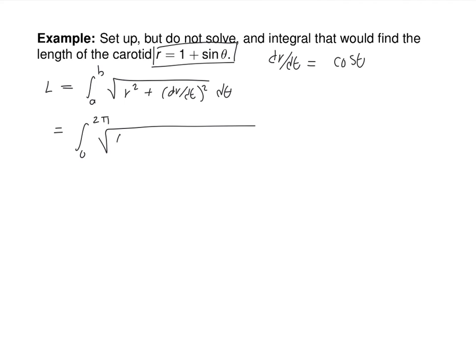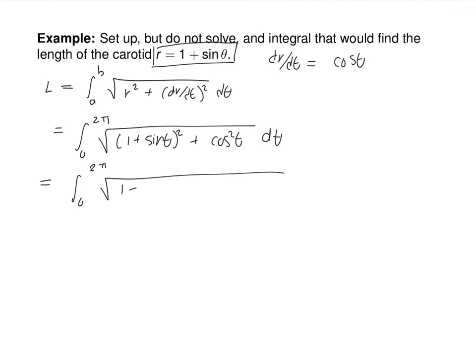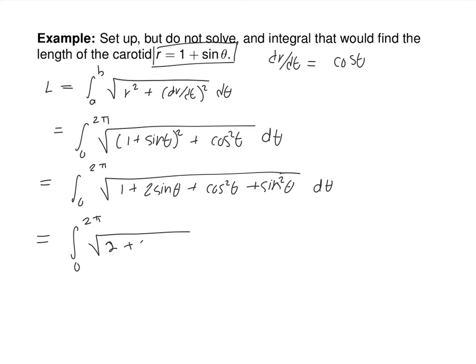R squared is 1 plus sine of theta, quantity squared, plus cosine squared theta. And we're not going to solve this all the way, but we can at least simplify it. 1 plus 2 sine theta plus sine squared theta plus cosine squared theta. Sorry for a second there, I just did the wrong order. Doesn't matter though. Well, cosine squared plus sine squared is 1, so this is the same thing as the integral from 0 to 2 pi root 2 plus 2 sine of theta d theta.